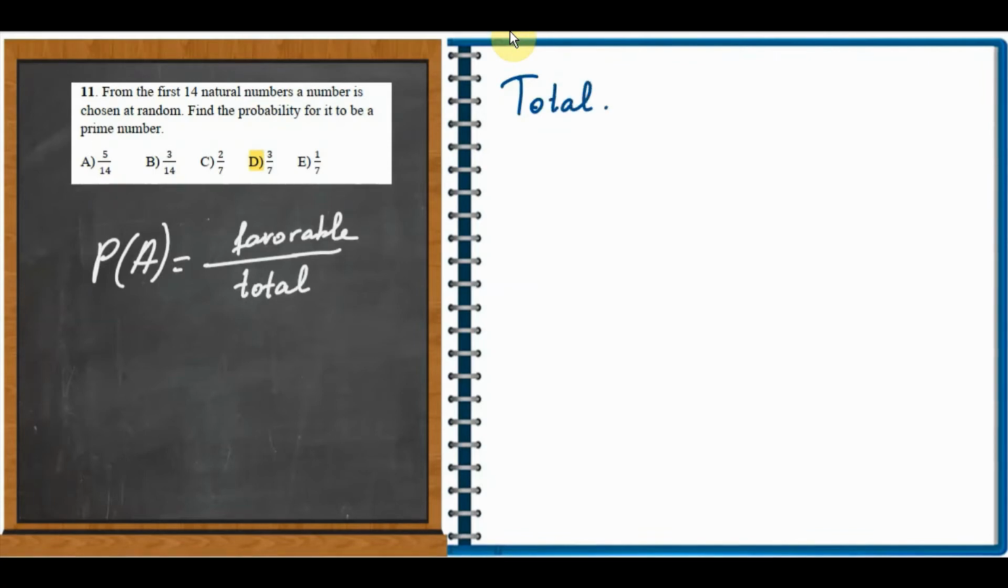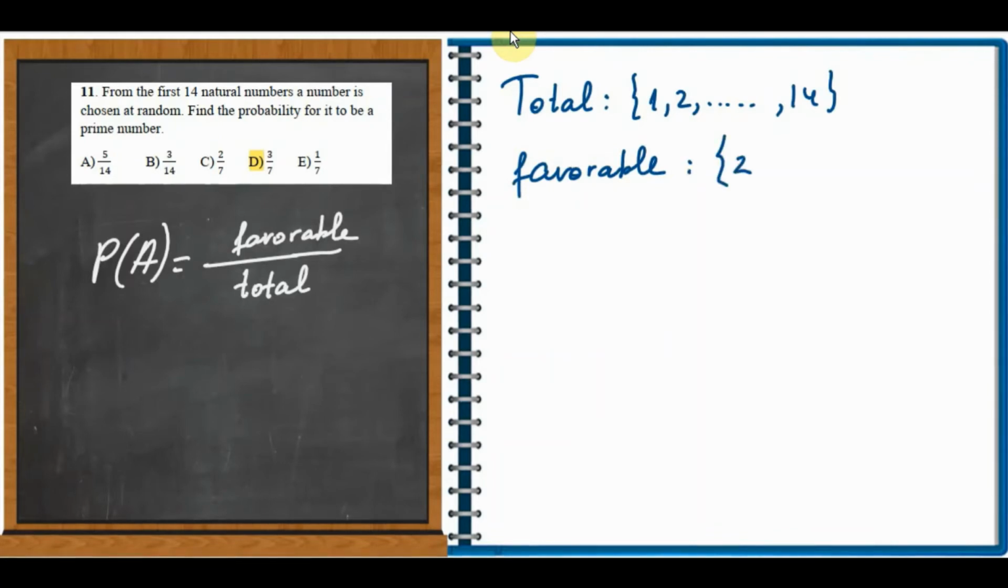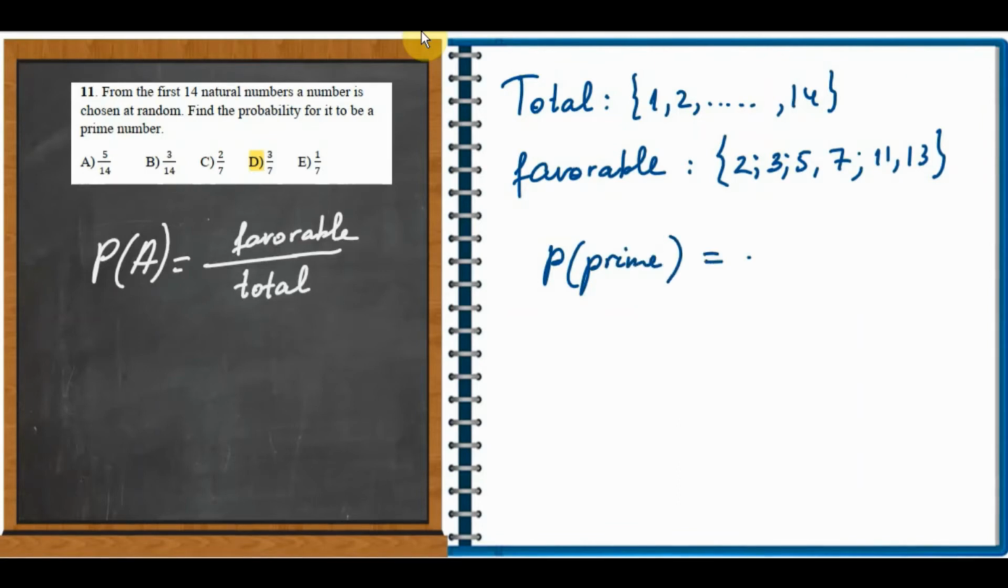Total outcomes are 1, 2, up to 14, and the favorable outcomes are the prime numbers till 14. So here we go, 2, 3, 5, 7, 11, 13, and that's all. We are just writing till 14. Now, the probability of getting a prime number is the number of favorable outcomes, 1, 2, 3, 4, 5, 6, 6 over total outcomes, which is 14. So it's going to be 3 over 7. The correct answer is D.